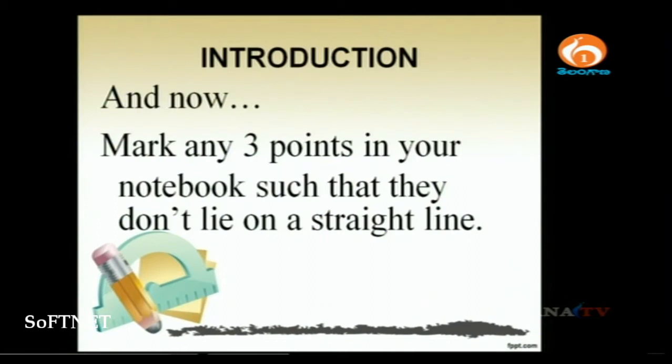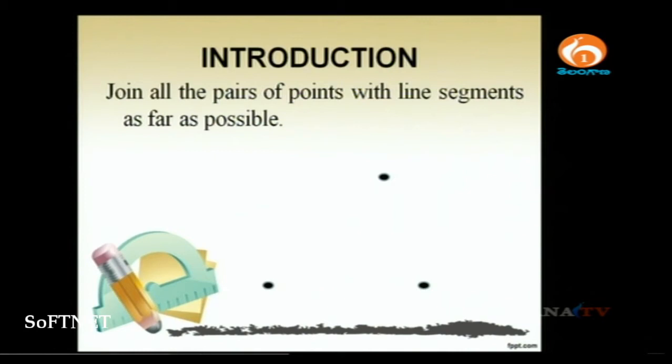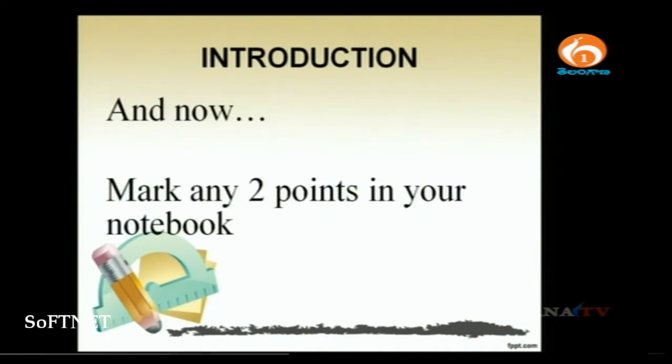And now, mark any 3 points in your notebooks such that they don't lie on a straight line. For example, like this. Again, join all the pairs of points with line segments, as many as possible. The shape might have taken like this, hasn't it? Have you drawn any other shape? And now, I think you have guessed this one.